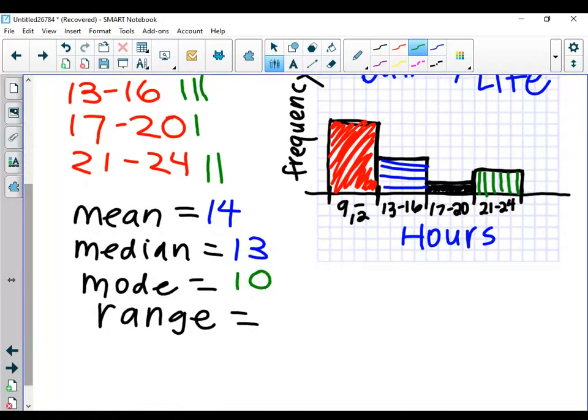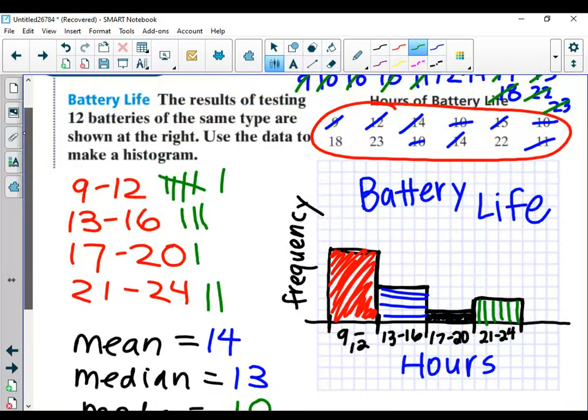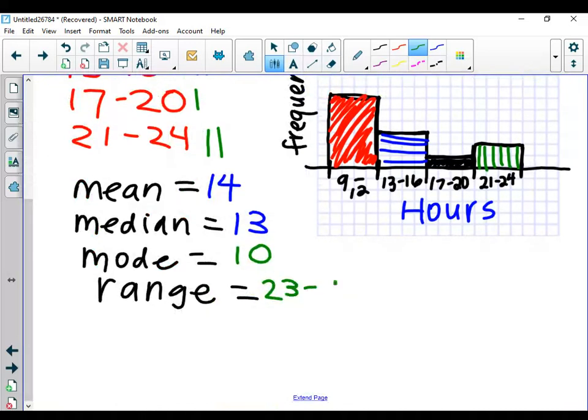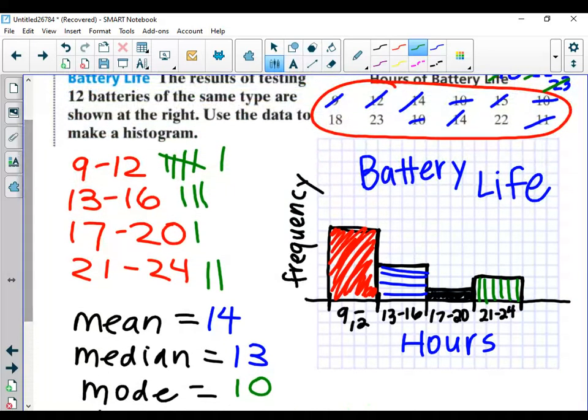Sophie, range? 14. How'd you get that again? I subtract the biggest number minus the smallest number. 23 minus 9. 14, you said? Is this right? Yeah. Okay. So far, so good?